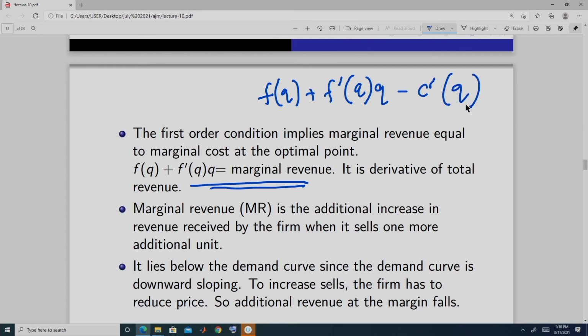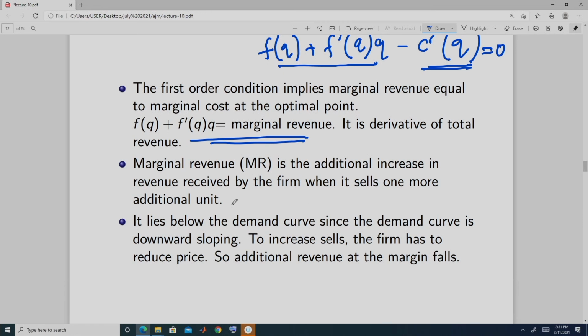So, this says that this portion, the marginal revenue, should be equal to 0, should be equal to the marginal cost, because it is the derivative of the cost function. And what is the marginal revenue? Marginal revenue is the additional increase in revenue received by the firm when it sells one more additional unit. If you want to sell one more unit at the margin, then how much additional revenue are you going to get?